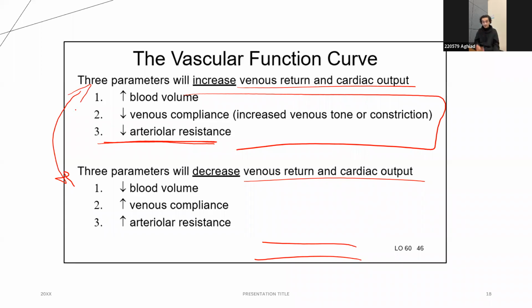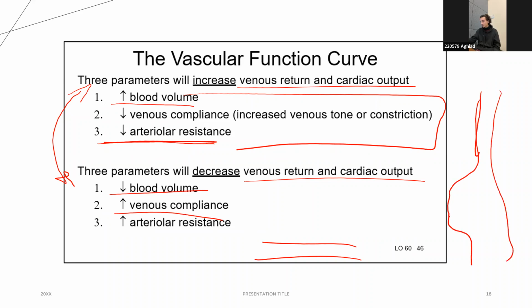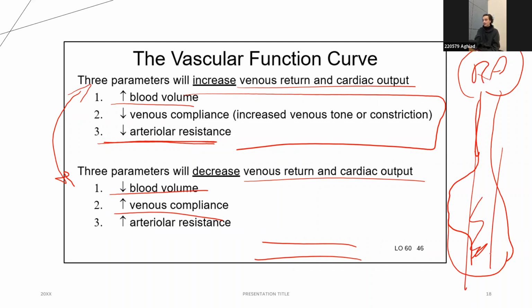Okay, that will be a decrease in blood volume, the opposite. Increased venous compliance. So as you can see here, the veins are complying to the pressure, so there would be pooling of blood. This is the right atrium. I know I'm a very good drawer. So when the veins are very compliant and not non-compliant, the blood will pool down. So less venous return.